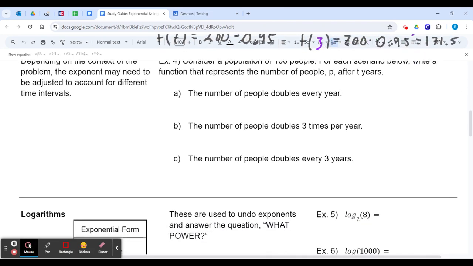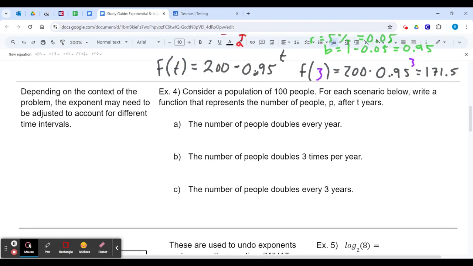So the final thing with this that was a little bit complicated is that the exponent may need to be adjusted depending on the context. We're going to write a function 3 ways. We're not actually going to plug anything in, but it's all going to start with this base idea. Considering a population of 100 people, for each scenario below, write a function that represents the number of people after t years. So our initial amount for all of these problems is going to be 100.